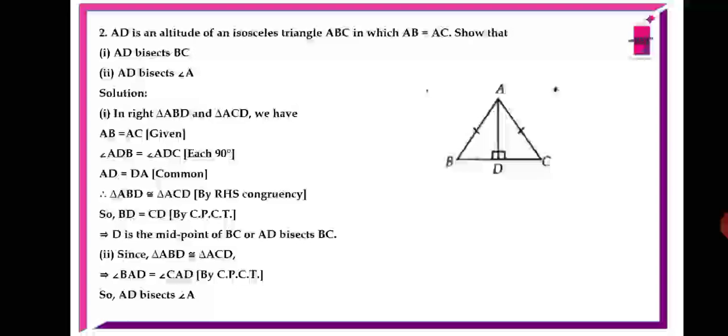Since triangle ABD is congruent to triangle ACD, therefore angle BAD equal to angle CAD by CPCT. So AD bisects BC as well as angle A.